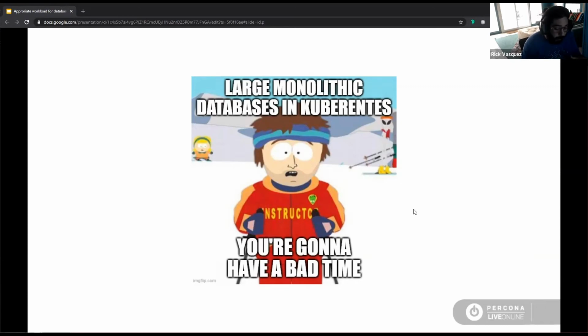Really, what you want is small things in Kubernetes. That way, if one fails and it's down for 6 hours, it doesn't mean your entire company is at risk or down. When you put a large monolithic database in there, chances are most of your company's use case is on that large monolithic database. And those definitely have their use case and a different scaling profile. But when you move them into Kubernetes, you're going to have a bad time.